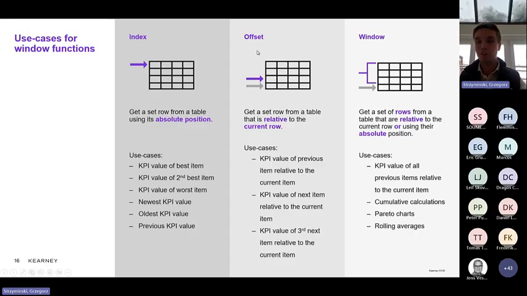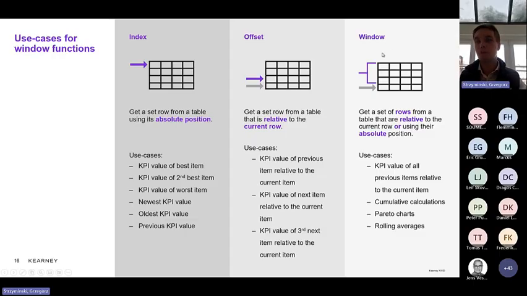The offset window function, on the other hand, uses the relative position of the current row to determine which row to return. So we can say we want the value of the row that's before the current one, or that's after, or that's 2 places after the current row. We still need to sort that table by something, but generally we return just one row as for the index function, but using the relative position.